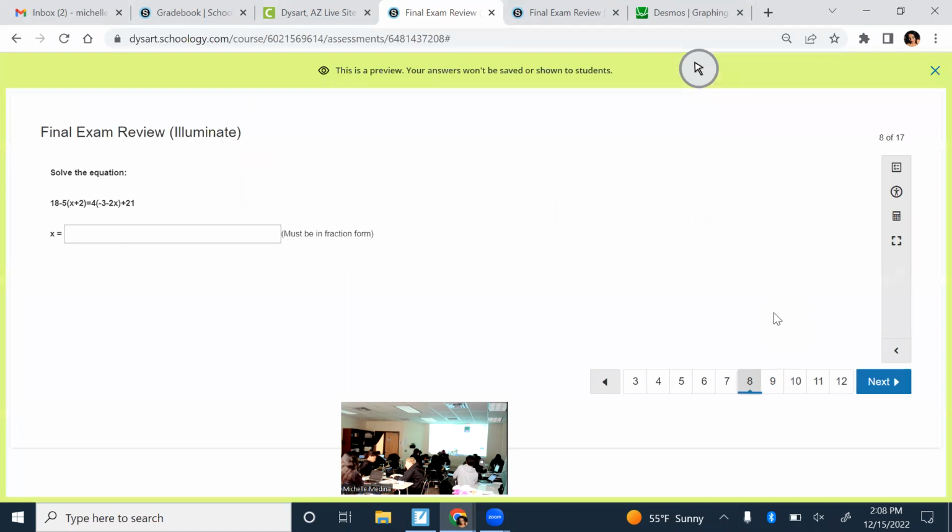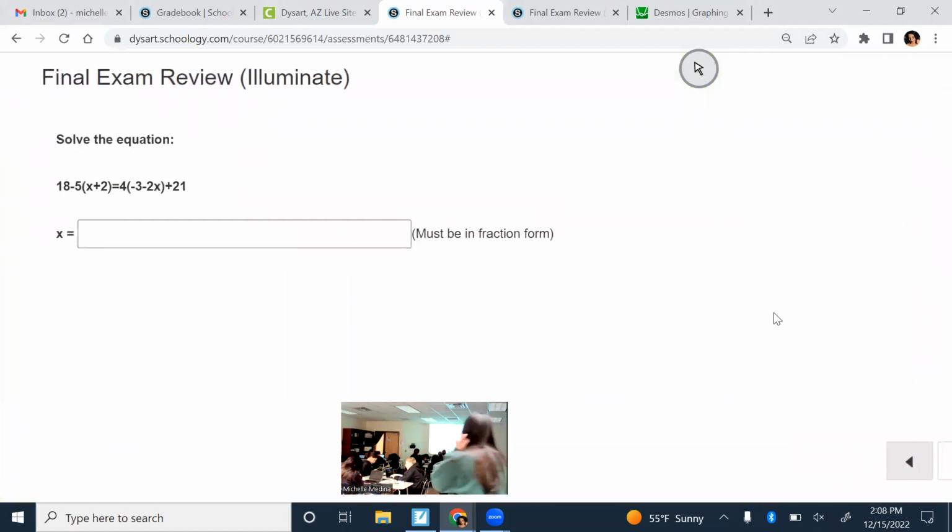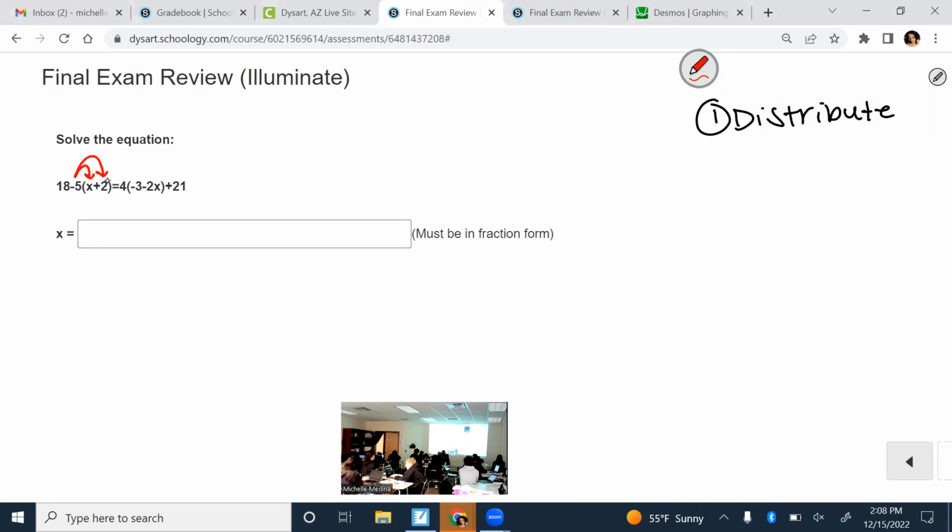So this one is number 8 on the review in Illuminate. It's a lengthy problem, but there are a few steps whenever you're solving a multi-step equation. You always do this first if it's there. Distribute is the correct answer. So if you can distribute, you won't distribute in every problem, but if it's set up to where you can, you do that first. Distributing is where you take the outside number and multiply it by the inside number in the parentheses. So we'll actually have to distribute twice.